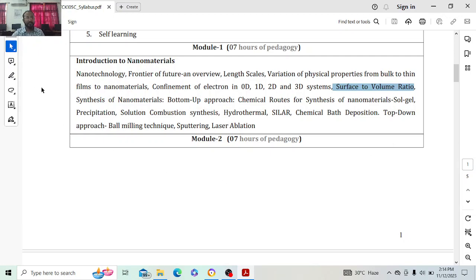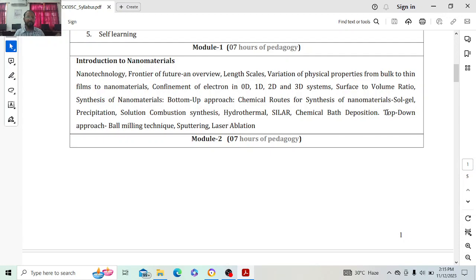Next we have the synthesis of nanomaterials, how exactly we are going to synthesize the materials. There are majorly 2 approaches, the bottom up approach and the top down approach. In the bottom up approach, we have the chemical routes for synthesis, for example the sol-gel method, the precipitation method, under which co-precipitation and arrested precipitation will come. Then the solution combustion synthesis method, the hydrothermal method, that we are going to study, and SILAR is there. Chemical bath deposition is also a part of the bottom up approach. Bottom up approach means from the particles to the clusters to the particles, you will get nanoparticles.